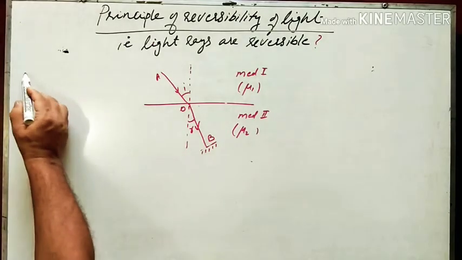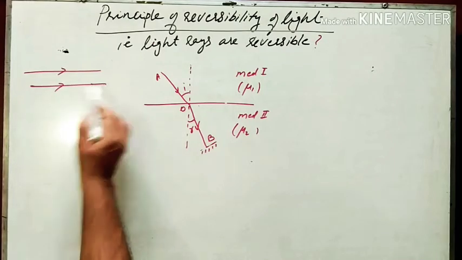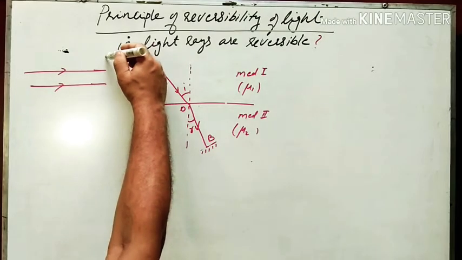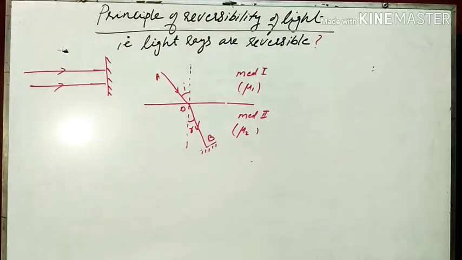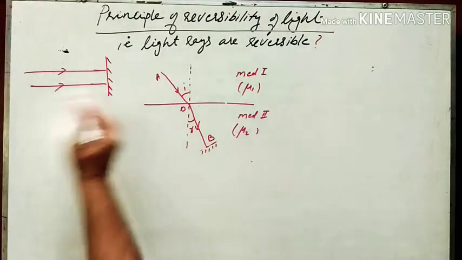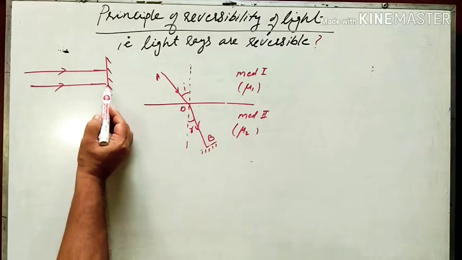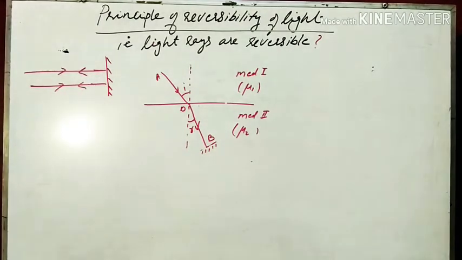You know, light travels in a straight line path in the form of a beam of light or rays of light. So a light ray is traveling in a straight line path. What will happen if you place a mirror in the normal position on the path of the beam of light? What will happen? Light rays will get reflected back along the same straight line path.